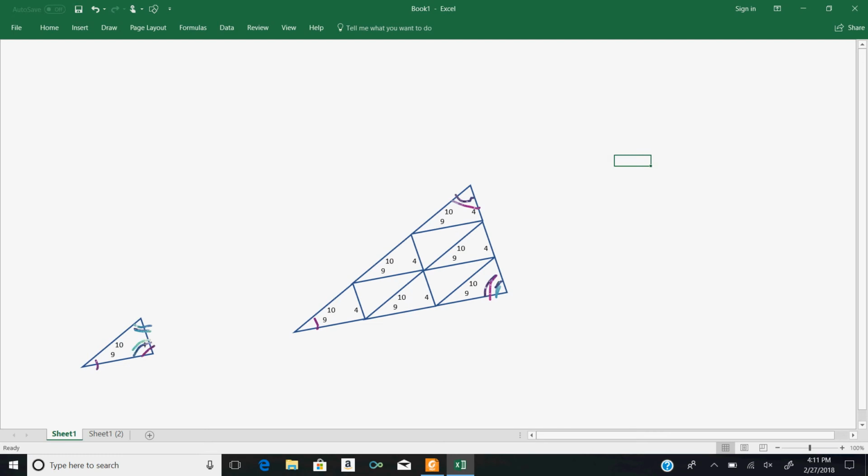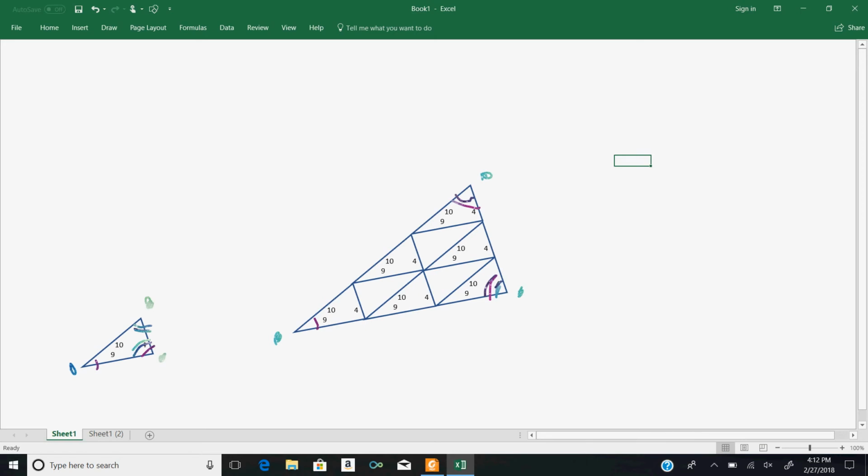So this angle is the same as this angle. This angle is the same as this angle. And this angle is the same as this angle. The sides are different though. I've made a bigger triangle.